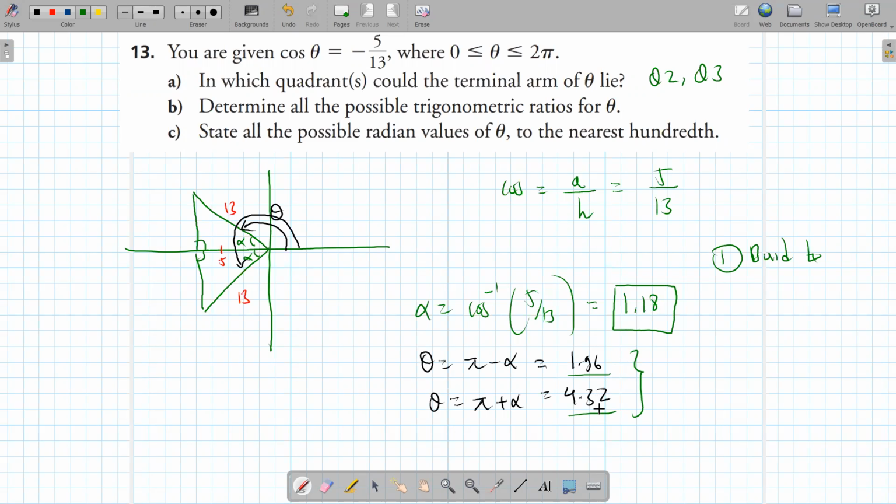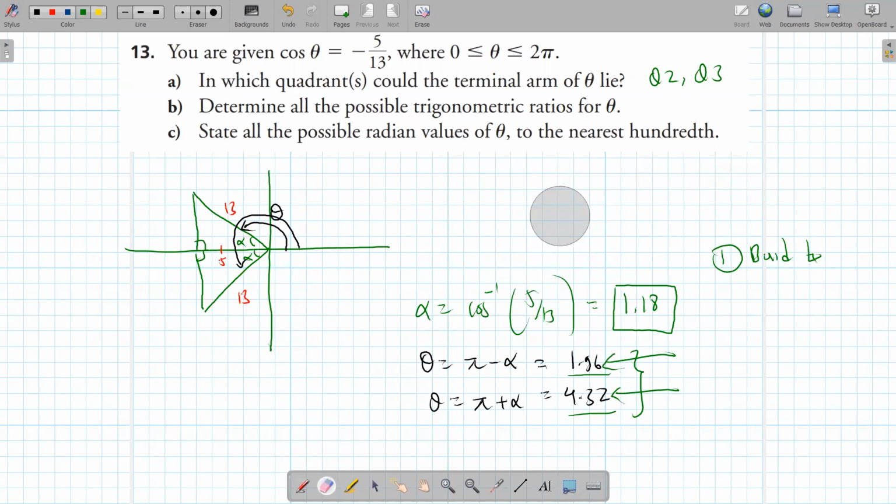1.176. That's sine theta. And then in the second quadrant, pi minus that is 1.97. Yeah, see, that's what I found first, okay? I found the angles. And then we can find the ratios. I mean, the ratios are pretty simple.